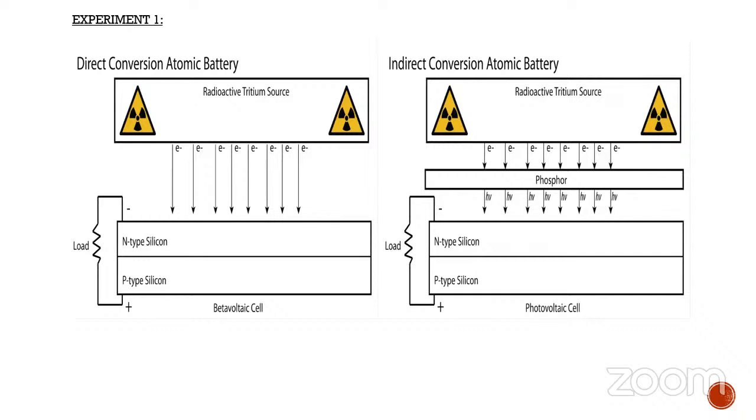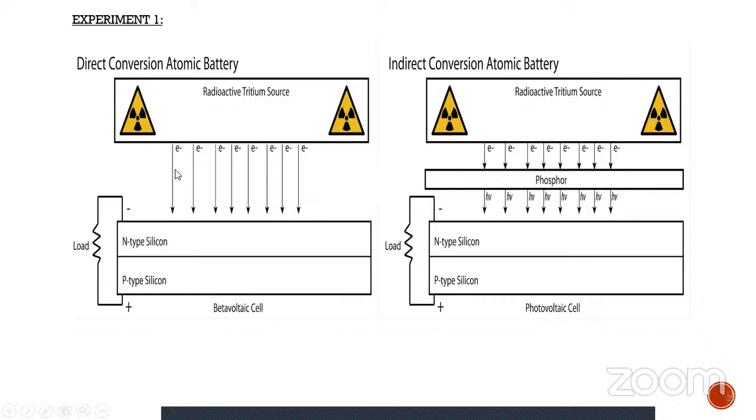What happens here is we have a radioactive tritium source, and it emits electrons, or energy. We have an N-type beta voltage cell. All the electrons are directed towards the N-type silicon, and it converts the energy into electricity and runs the load here. So this is the direct conversion atomic battery.